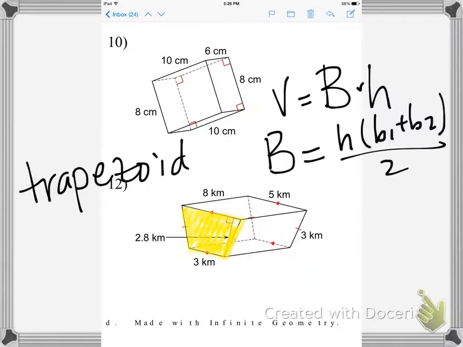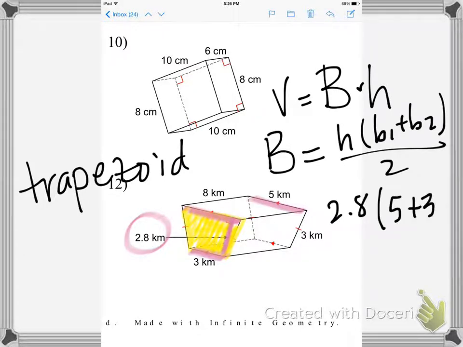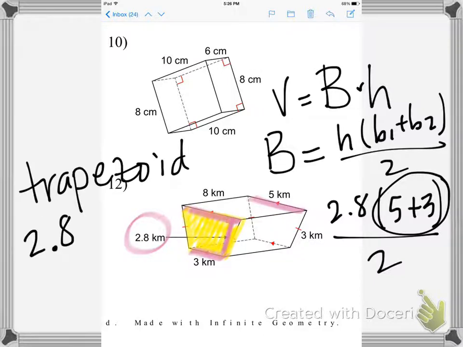So my 2 bases are this one here, which I know is the same as this, so it's 5. And then this part is 3. And then the height is this little piece right here, which it says is 2.8. So I'm going to put all those in here. So height is 2.8, base 1 plus base 2 divided by 2. Okay, so this is 8. So I'm just going to come over here, 2.8 times 8 divided by 2.